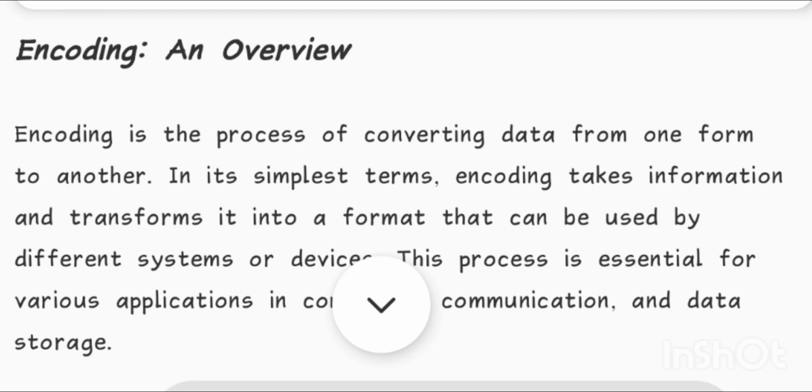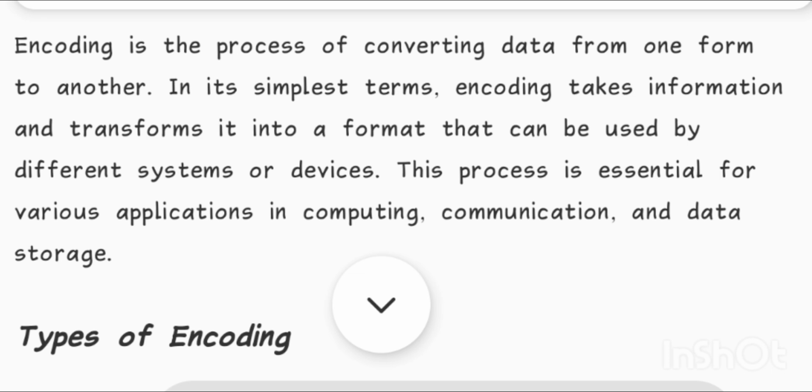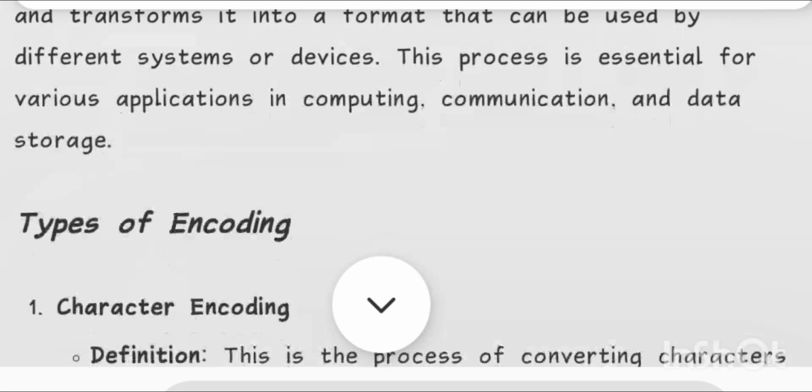Encoding, an overview. Encoding is the process of converting data from one form to another. In its simplest terms, encoding takes information and transforms it into a format that can be used by different systems or devices. This process is essential for various applications in computing, communication, and data storage.